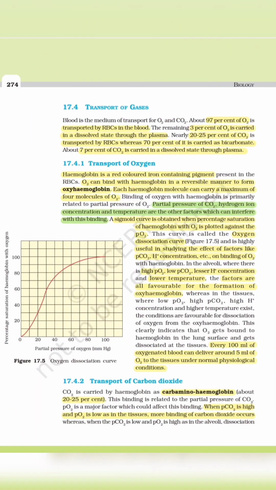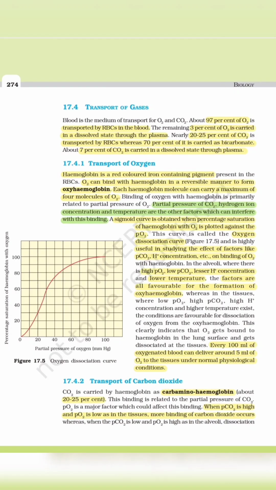Transport of gases. Blood is the medium of transport for O2 and CO2. About 97% of O2 is transported by RBCs in blood. The remaining 3% of O2 is carried in a dissolved state through plasma. Nearly 20 to 25% of CO2 is transported by RBCs, whereas 70% of it is carried as bicarbonate. About 7% of CO2 is carried in a dissolved state through plasma.